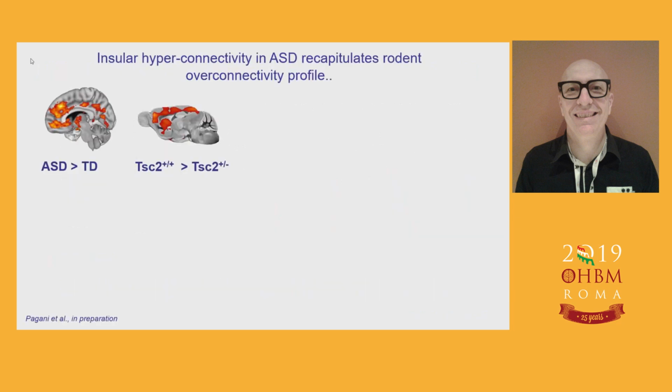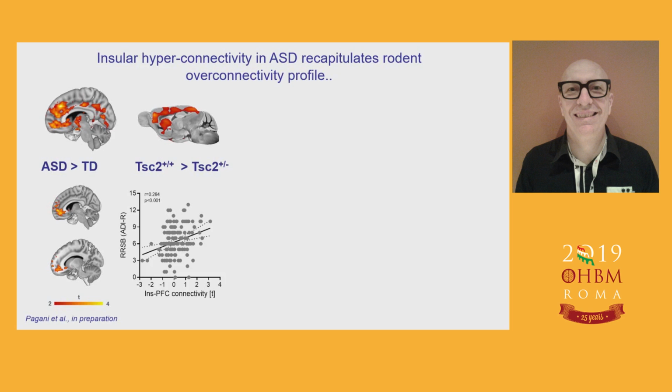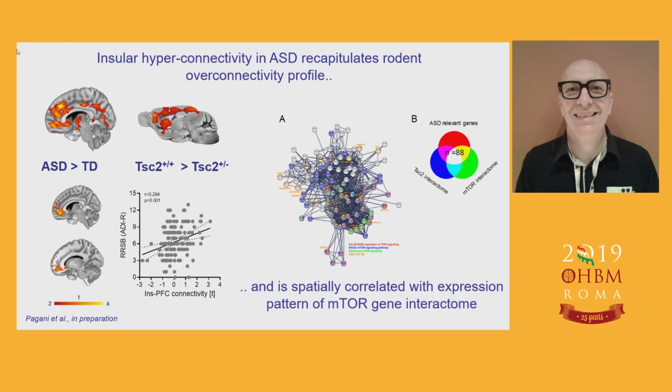And what is really interesting and encouraging is that when we map the connectivity between the insula and all the rest of the brain, we have a hyperconnectivity pattern that is very much similar to what we found in the mouse. We found that this hyperconnectivity pattern is significantly correlated with repetitive behavior in children. And last but not least, and very important, we found this pattern to be spatially correlated with the expression pattern of the mTOR gene interactome, which would suggest that in humans, this subtype of hyperconnected brain can be not exclusively, but probably prominently driven by this function.